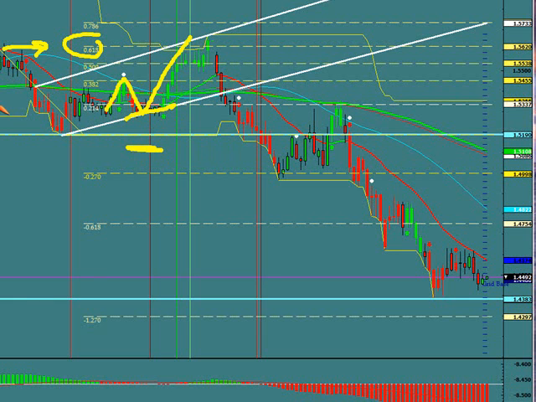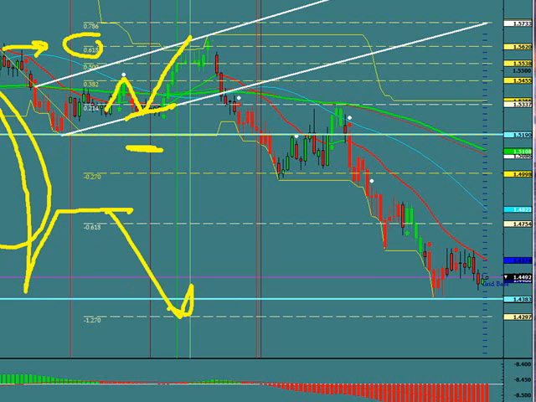Unless we get a rocker. If you get a rocker like this, then it's probably only going to go to 214 and then turn and go, right? But it's rare that you get a rocker like that. So when you've got a methodical move straight down like this, you're going to plan on the 618 being the top of the bear flag.